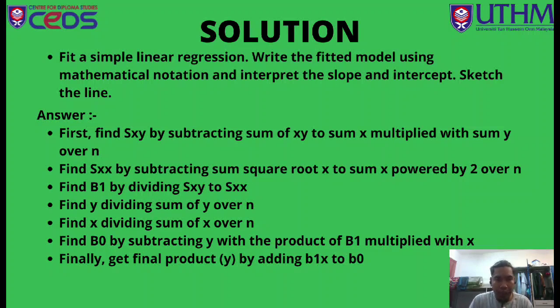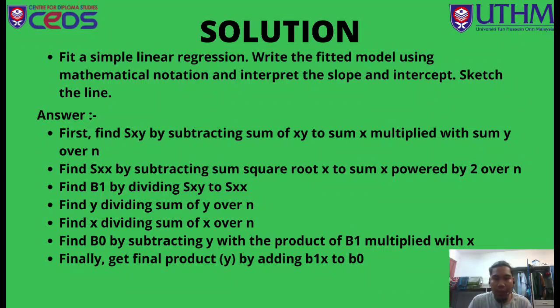Question 3 is to fit the simple linear regression, write the fitted model using mathematical notation, and interpret the slope and intercept. Sketch the line. For the answer, first, find Sxy by subtracting the sum of xy by the sum of x multiplied with the sum of y over n.